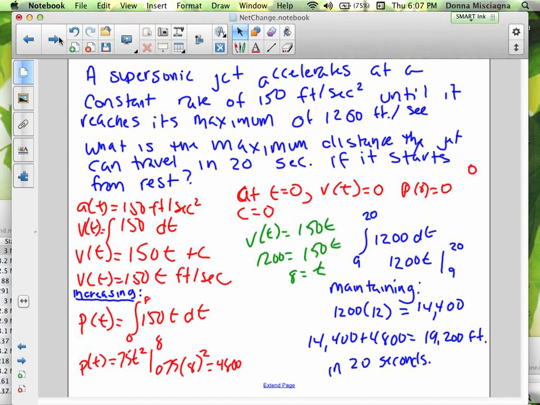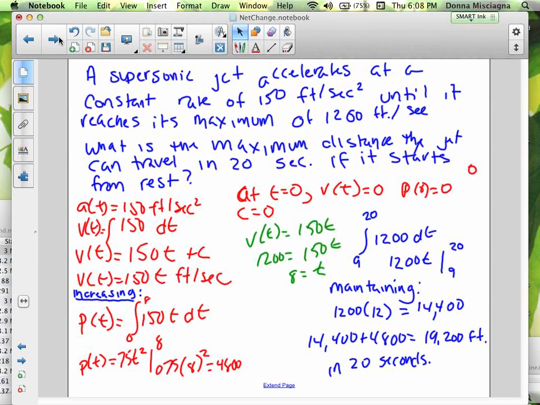And this is my last question. A supersonic jet accelerates at a constant rate of 150 feet per second squared until it reaches its maximum of 1200 feet per second. What is the maximum distance the jet can travel in 20 seconds if it starts from rest? We're looking for maximum distance, we're looking to integrate. And we're going to have to integrate twice because we're given acceleration, and we need to integrate the velocity curve.